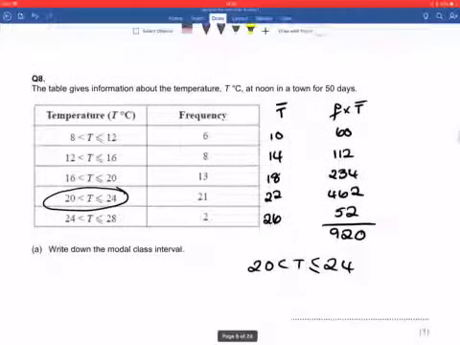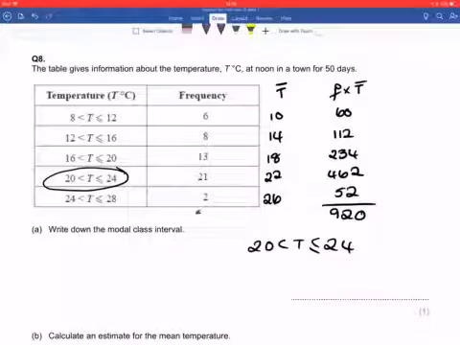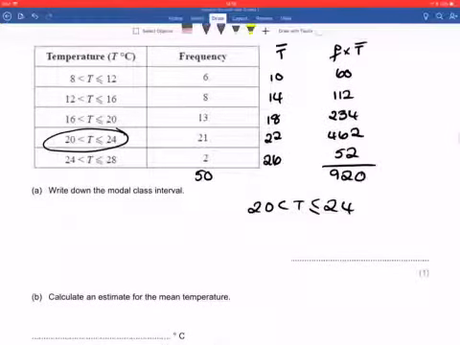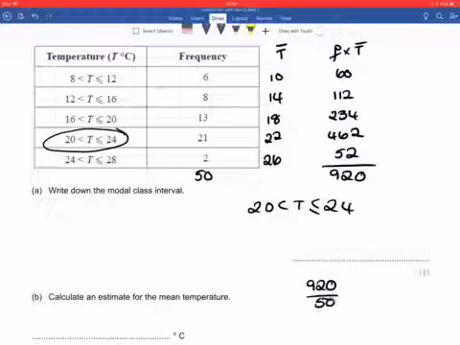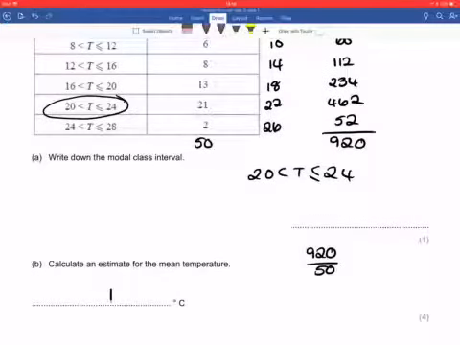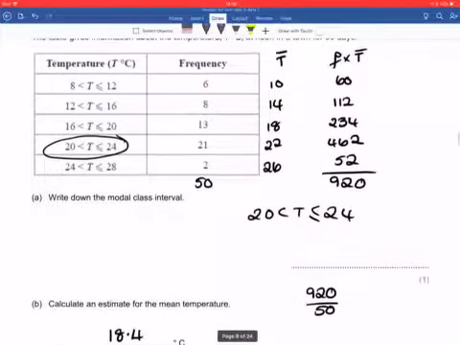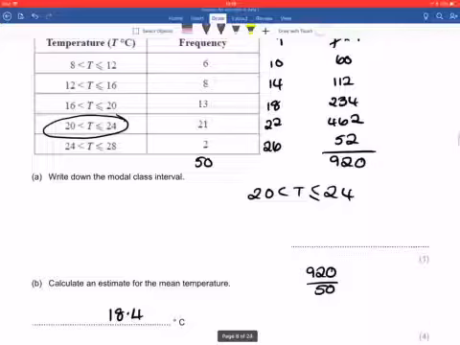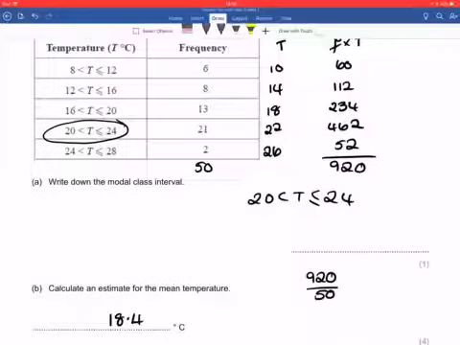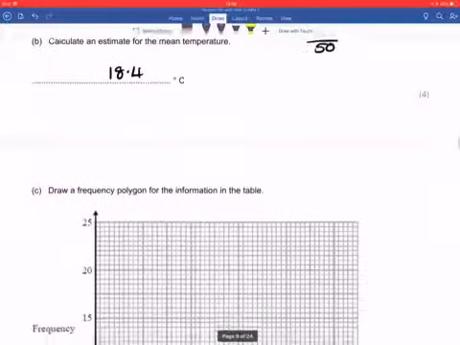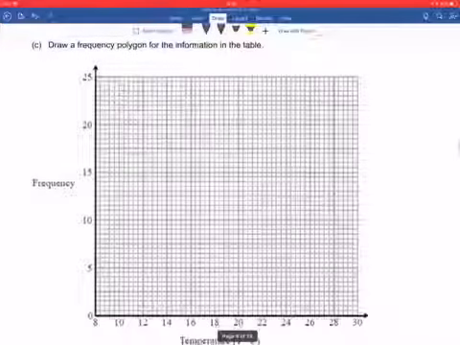So my frequency, this is 50 because it said 50 days. So the mean temperature, 920 divided by 50 equals 18.4 degrees. And I'm looking at it and thinking, right, it goes between 8 and 28, and so yeah, that looks reasonable. Okay, draw a frequency polygon of the information in the table.